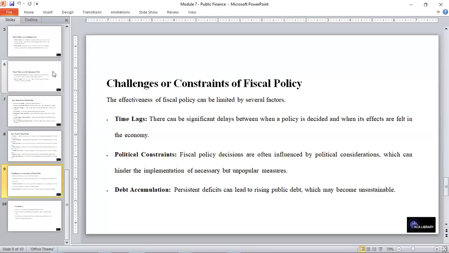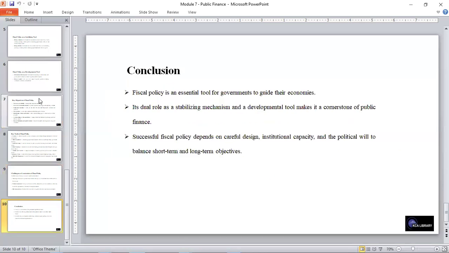And lastly, debt accumulation is a challenge. Persistent deficits can lead to rising public debt, which may become unsustainable. In conclusion, fiscal policy is an essential tool for governments to guide their economies. Its dual role as a stabilizing mechanism and a developmental tool makes it a cornerstone of public finance. And successful fiscal policy depends on careful design, institutional capacity, and political will to balance short-term and long-term objectives. Thank you.